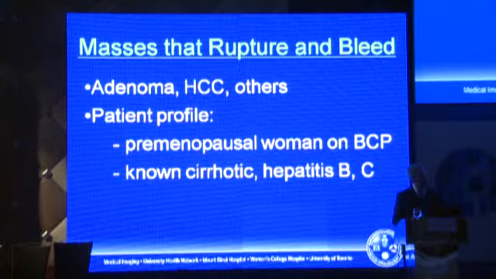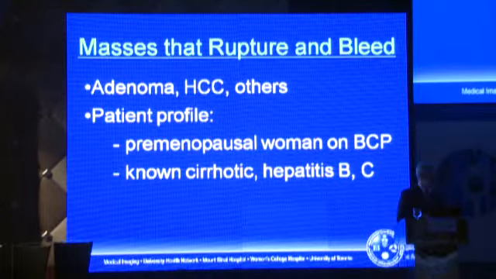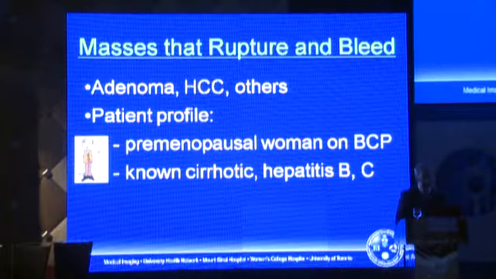So if it's a woman on the birth control pill and the background liver morphology looks normal, it's almost certainly a liver adenoma. On the other hand, if it's a patient with chronic hepatitis for 20 or 25 years, or if the patient has known liver cirrhosis, then that ruptured mass is invariably a hepatocellular carcinoma. So remember, clinical presentation, clinical history, always critically important.